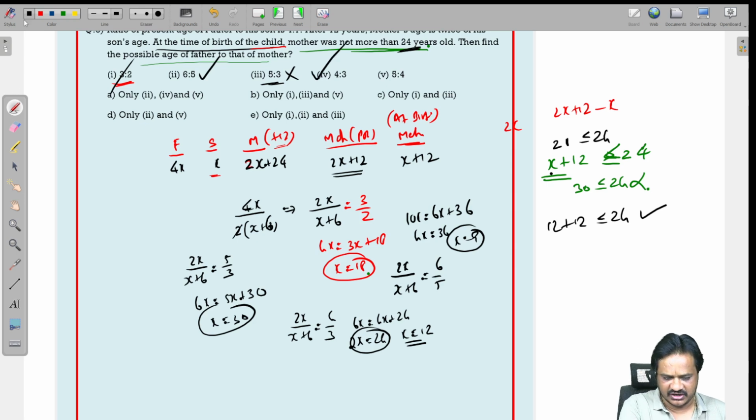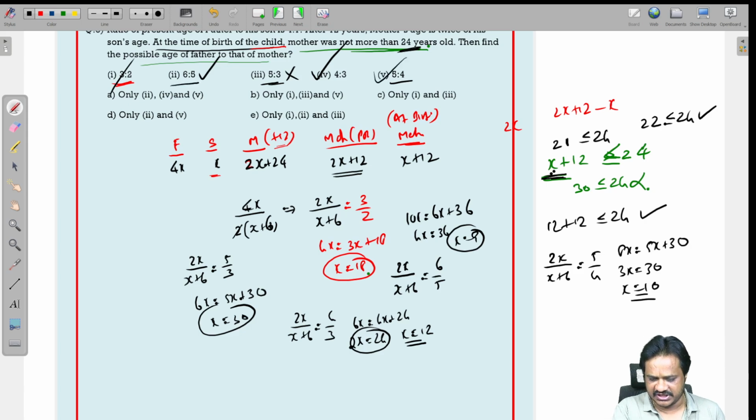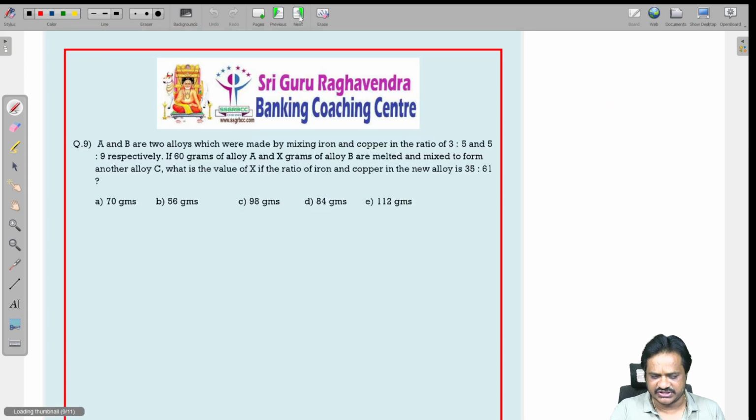Now, let us see the last option. Last option means 2x by x plus 6 equal to 5 by 4. Therefore, we are going to get 8x is equal to 5x plus 30, 3x is equal to 30, x is equal to 10. If you substitute x is equal to 10, 10 plus 12 means 22, 22 less than or equal to 24, yes. So, second one correct, fourth one correct and fifth one correct. Second, 4, 5 is the correct answer. Option A is the correct one. Let us see the next question.